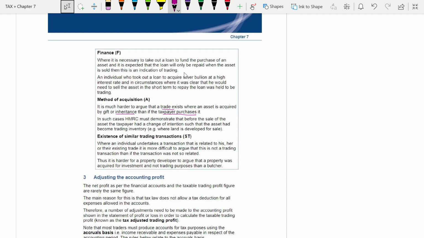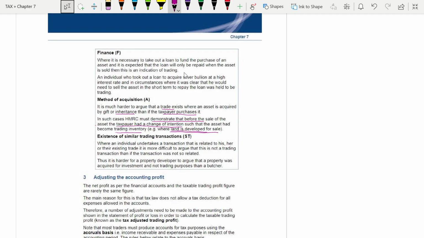In such cases, HMRC must demonstrate that before the sale of the asset, the taxpayer had a change of intention so that the asset has become trading stock, for example where land is developed for sale.